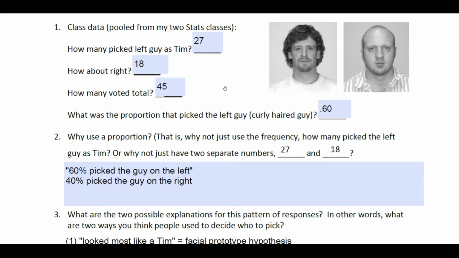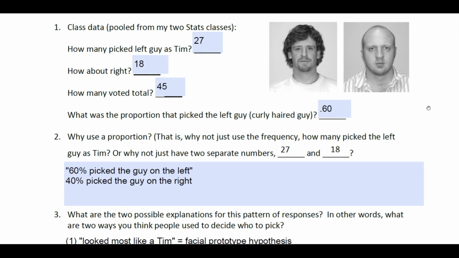And this is before, like I said, I don't give any hints about what I'm expecting. I just say, here are two pictures. How much does the guy on the left look like Tim? How much does the guy on the right look like Tim? Which one is Tim? There's no hints or anything. It's up to everybody to come to their own decision. And this is what the data looked like. 60% said the guy on the left, 40% said the guy on the right.